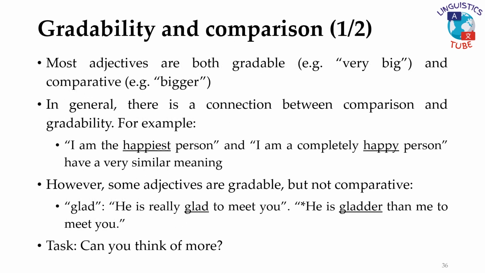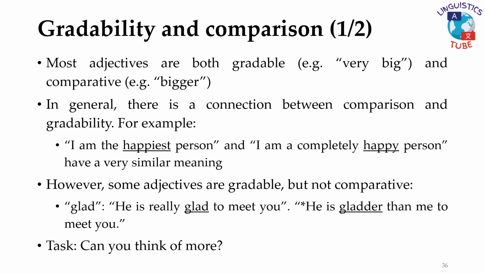Gradability and comparison certainly interact with each other. Firstly, most adjectives are both gradable and comparative, and if an adjective is gradable, then it is very likely to be comparative too. For example, big can be very big and also bigger. There is a reason for this. Both gradability and comparison have the same intention. They show the level of the adjective from the basic level to the highest level. For example, I am a completely happy person and I am the happiest person have a very similar meaning. Therefore, in general, there is a direct connection between gradability and comparison.